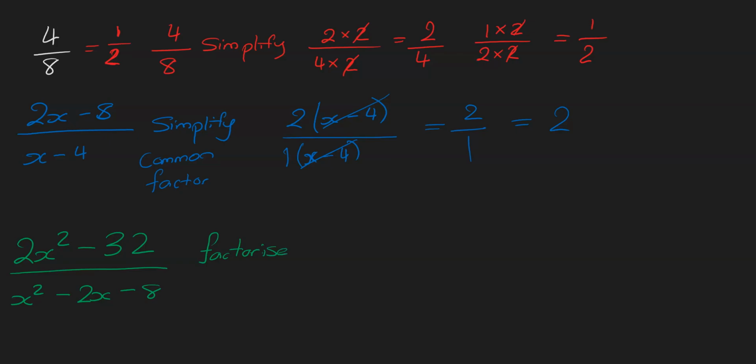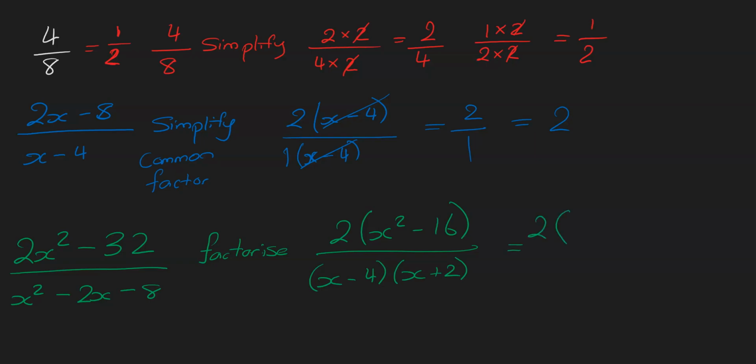So to factorize, we take out a common factor on the top. So we can take out 2 as a common factor up top, and we're left with x squared minus 16. And down the bottom, we can factorize this, and I'll just skip through the factorizing step. You guys can pause and just do it yourself if you really want to. This becomes x minus 4 and x plus 2.